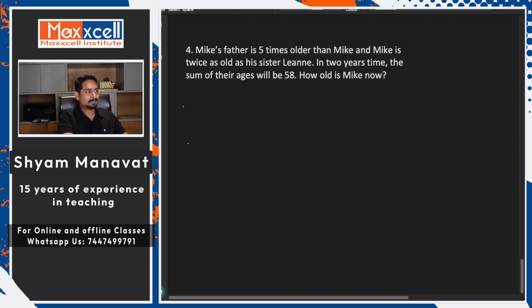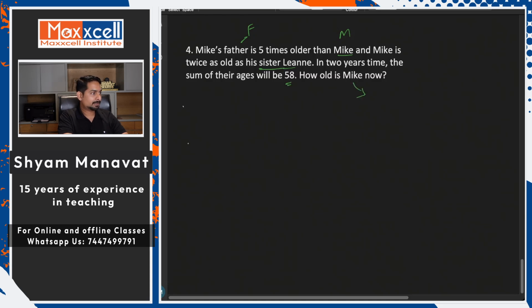The question is: Mike's father is 5 times older than Mike. So you have Mike's father here and Mike also. Mike is twice as old as his sister Leanne. I can see a direct relation here. We can try with a single variable. In 2 years' time, the sum of all their ages is 58. How old is Mike now? We need to find Mike's age now.